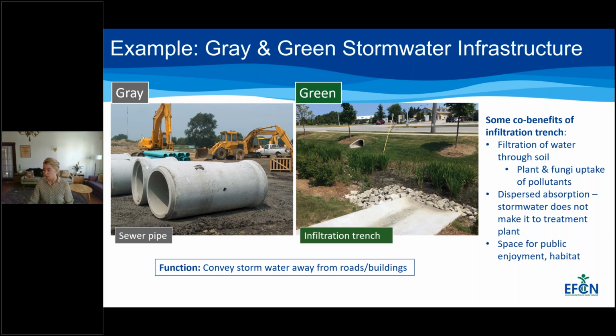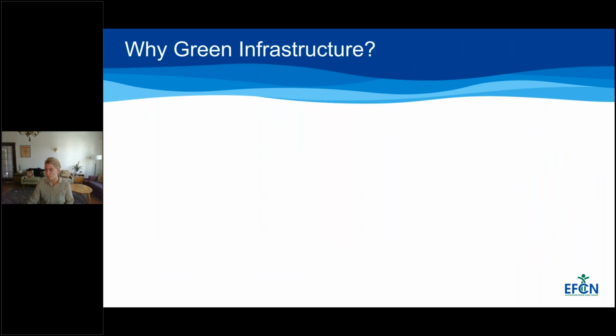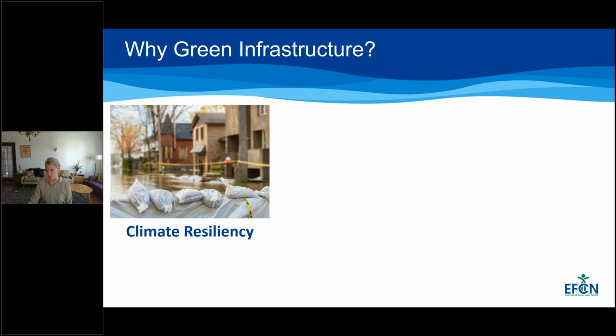So if you're still feeling confused about what green infrastructure is and what it looks like at different scales, please make sure to watch the first webinar in the series. It's going to give you a more broad overview, more examples of green infrastructure. So let's get into why we're advocating for green infrastructure. We also sometimes call this nature-based solutions. A big reason and why we're here today is because of climate resiliency.